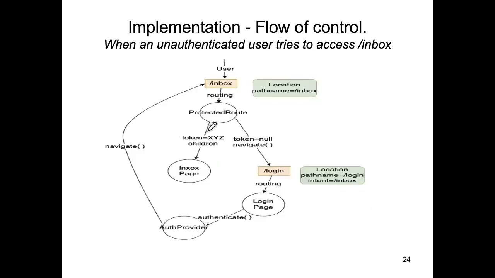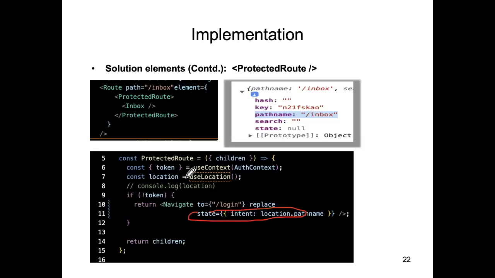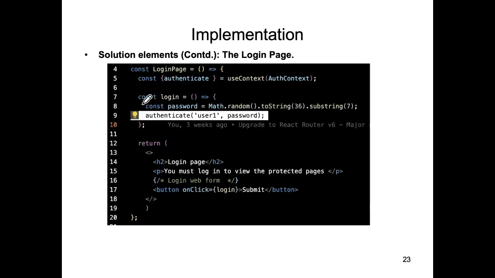Back to my diagram. We're back up here again. This component intercepts yet again, but on this occasion, the token has a value in it. So it comes down here and the inbox page is mounted. Why is that? If I go back, the flow of execution falls through this component, and it returns children, and children in this case is inbox. So the inbox component is mounted, i.e. the inbox page displays.